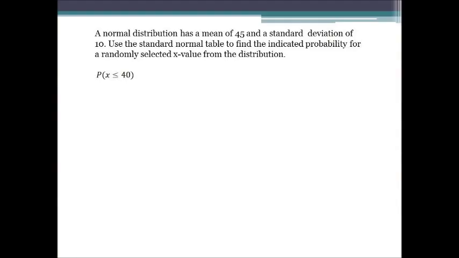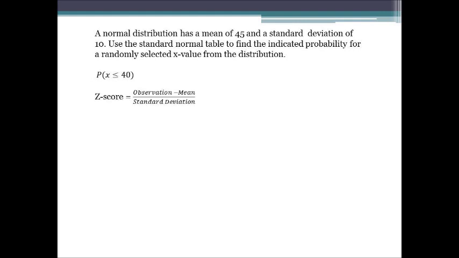Alright, so here's a practice problem. A normal distribution has a mean of 45 and a standard deviation of 10. Use the standard normal table to find the indicated probability for a randomly selected x value from the distribution. Okay, so the problem is asking for the probability that a value, x, is less than or equal to 40.